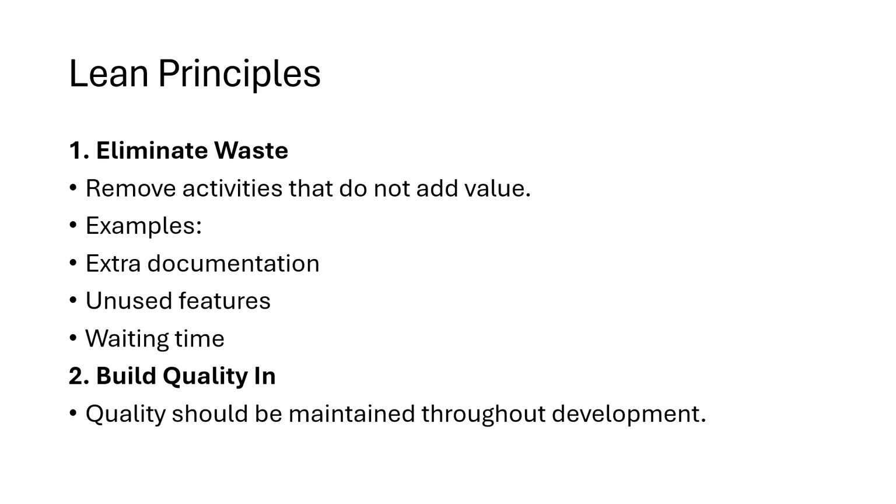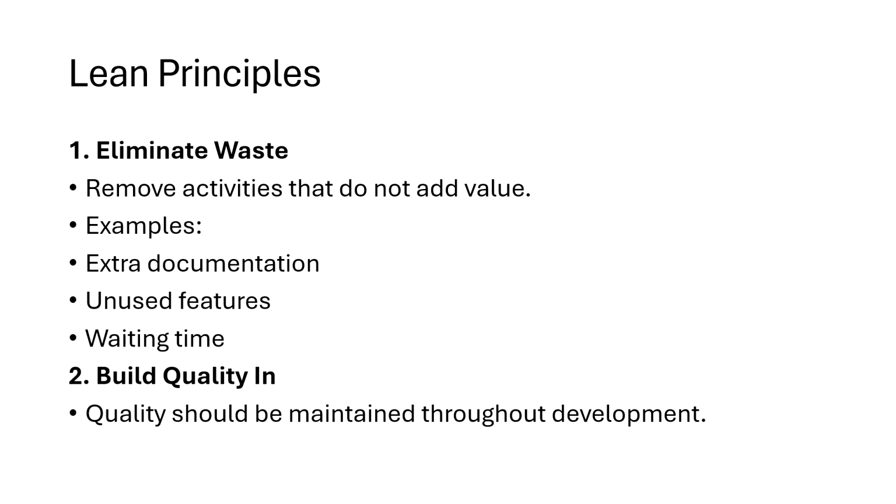अब lean के principles क्या हैं? Let us discuss in the context of software. First, it says eliminate waste. अब इसको हम software में किस तरह define करेंगे? यहाँ waste से क्या मुराद है? By waste they mean do not do extra documentation, do not include unused features, and reduce the waiting time.